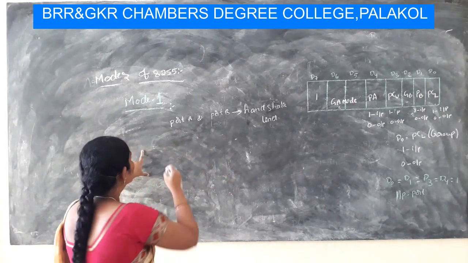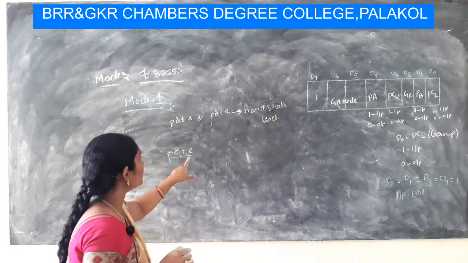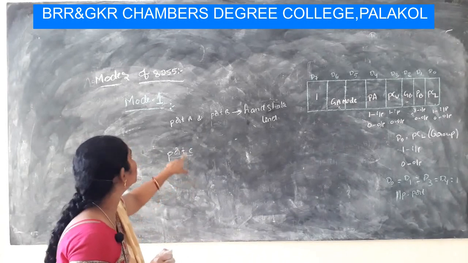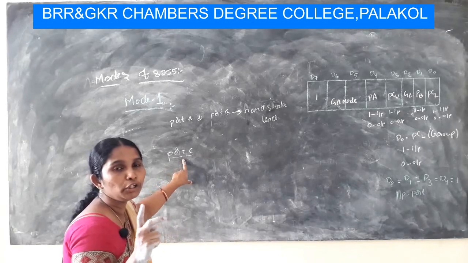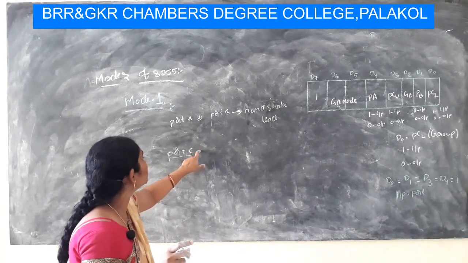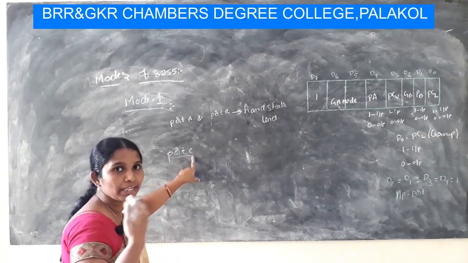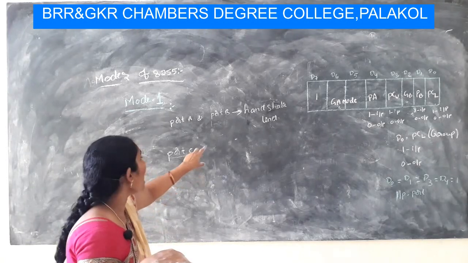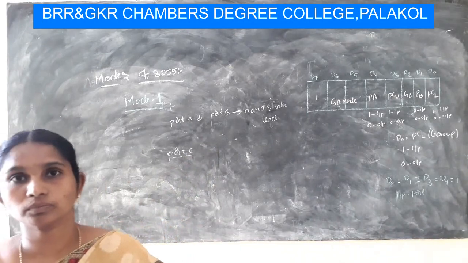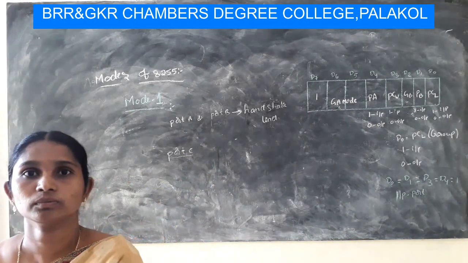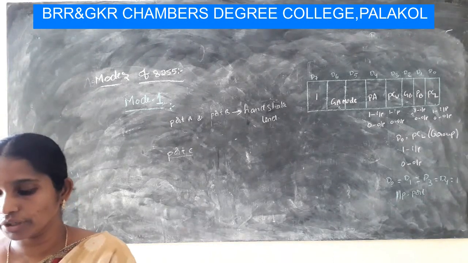Here port C is also used for this mode 1. Port C is also divided into 2 parts. Here 2 lines are used for the input and output operations and the remaining 3 lines are used for the handshake signals.